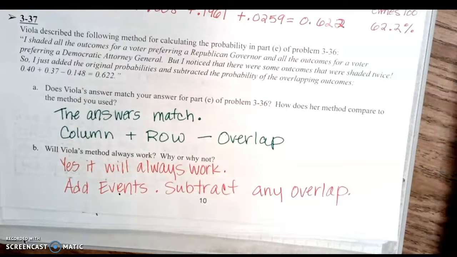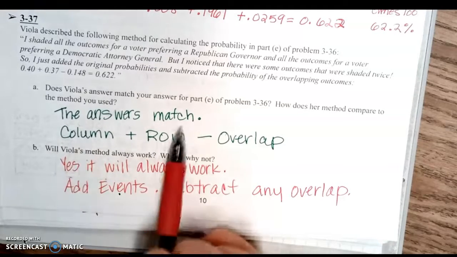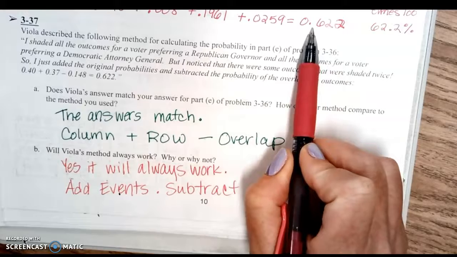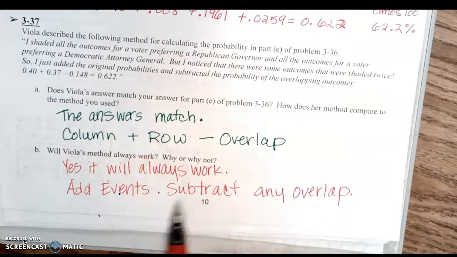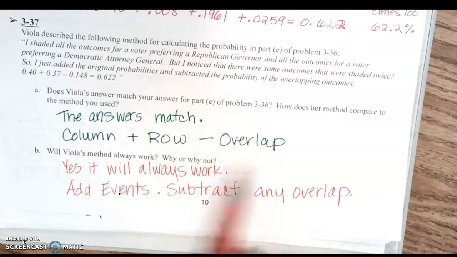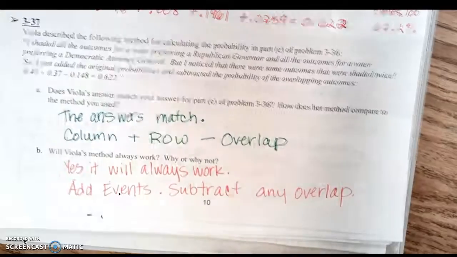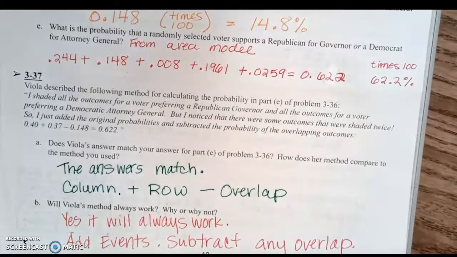How does her method compare to the methods you used? We're going to say that the answers match. We got 0.622. She got 0.622. So the same answer, but she did the whole column plus the whole row minus the overlap, whereas we just took all the boxes and added them together. You're going to get the same answer. It's just done a slightly different way, and it's really just preference. So which way do you like better?